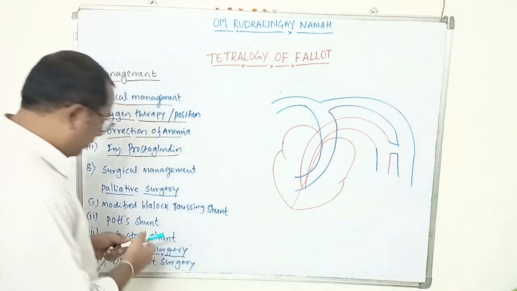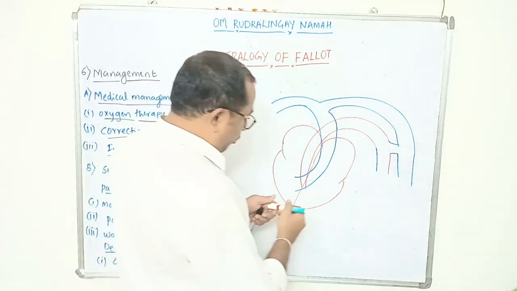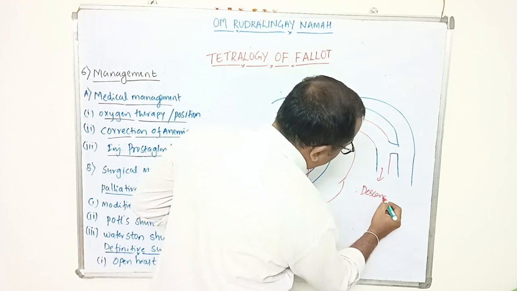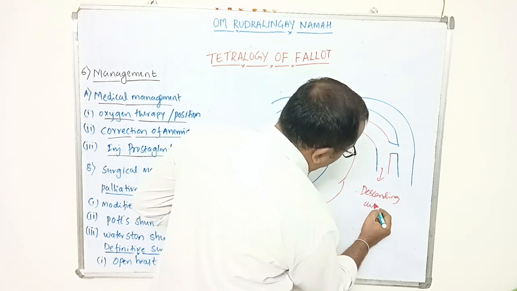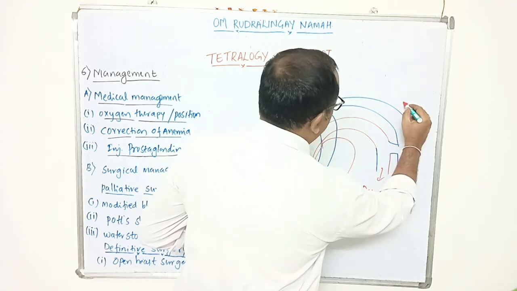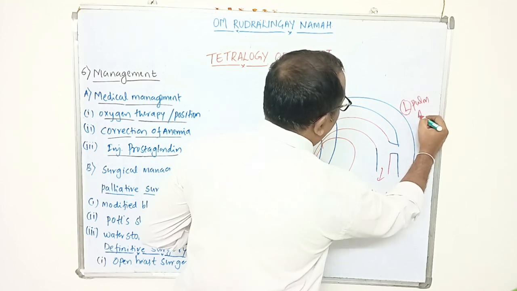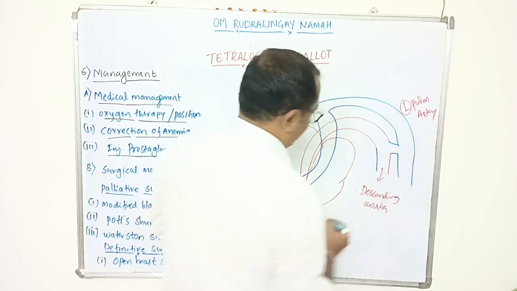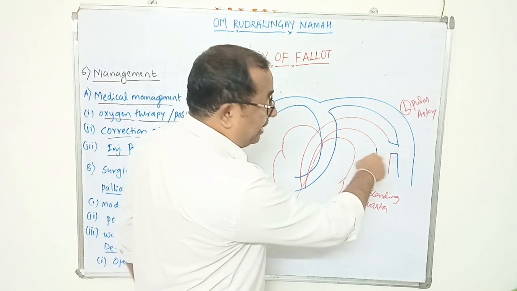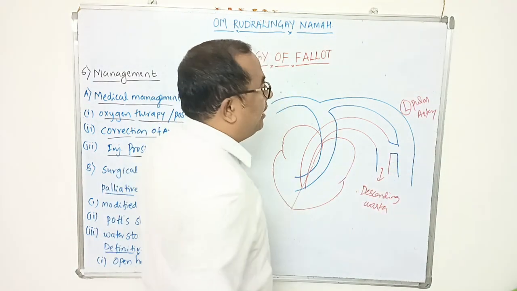So here in Potts shunting, the cardiothoracic surgeon creates an opening between the descending aorta and the left pulmonary artery. This is the descending aorta, and this is the left pulmonary artery. So in this Potts shunting, the surgeon will artificially create an anastomosis between the descending aorta and the left pulmonary artery.